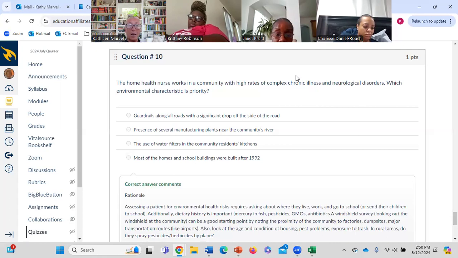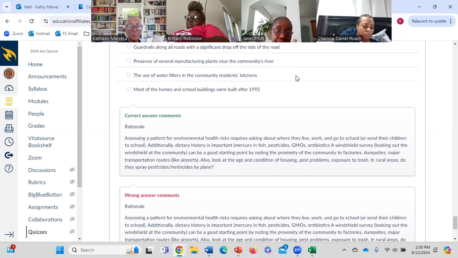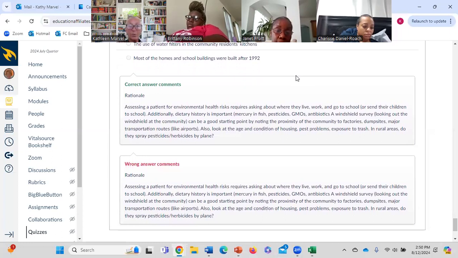Okay, and this is the point I always mention. Has anybody ever watched that Erin Brockovich movie? It's all about water contamination, environmental risks for a small community that gets very sick. And that's what the rationale states. Assessing a patient for environmental health risks requires several questions. And there's a nice box in our campus reading. I'll show you that. Well, you have to find out where they live. Where do you live? Where do you work? Where do you go to school? Where do your kids go to school? What's your diet?